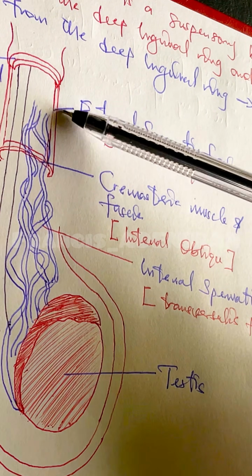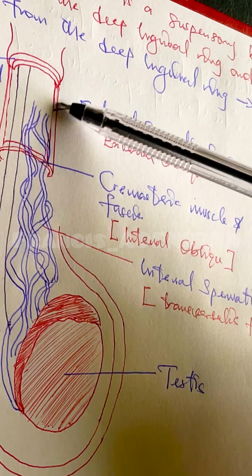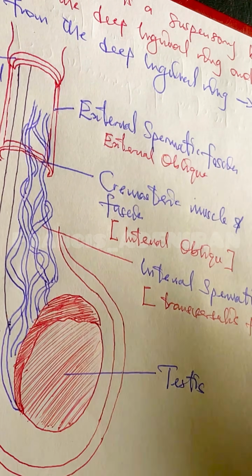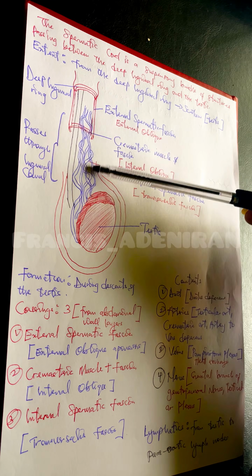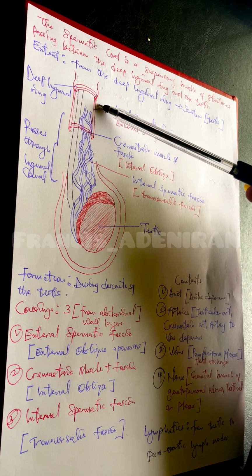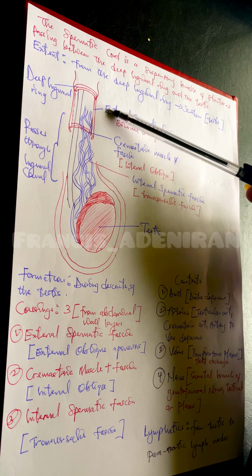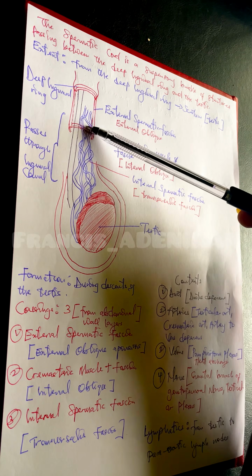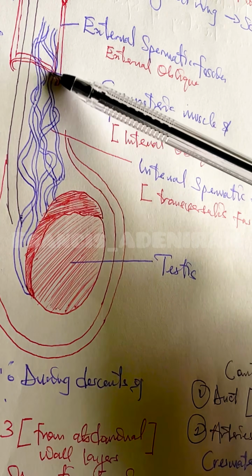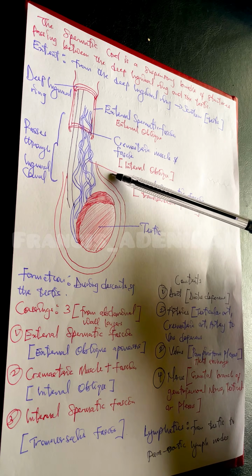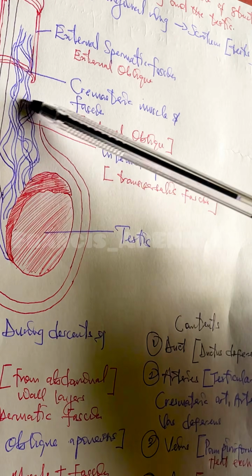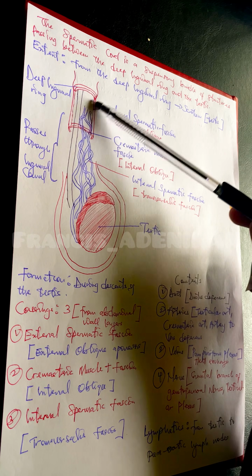Now, this first layer is the external spermatic fascia, and it is formed from the external oblique muscle, because this whole covering, they are from the abdominal wall layers. So the first one, the external spermatic fascia, is from the external oblique. The second one is the cremasteric muscle and fascia. This is from the internal oblique muscle, while the third one, the internal spermatic fascia, is from the transversalis fascia. So once again, that's three coverings.